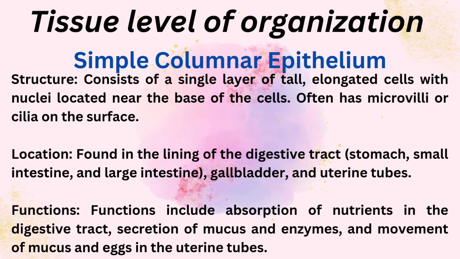Fifth is simple columnar epithelium. Structure. It consists of a single layer of tall, elongated cells with nuclei located near the base of the cells. Often has microvilli or cilia on the surface. Location. Found in the lining of the digestive tract, that is, stomach, small intestine, and large intestine, gallbladder, and uterine tubes. Functions. Functions include absorption of nutrients in the digestive tract, secretion of mucus and enzymes, and movement of mucus and eggs in the uterine tubes.